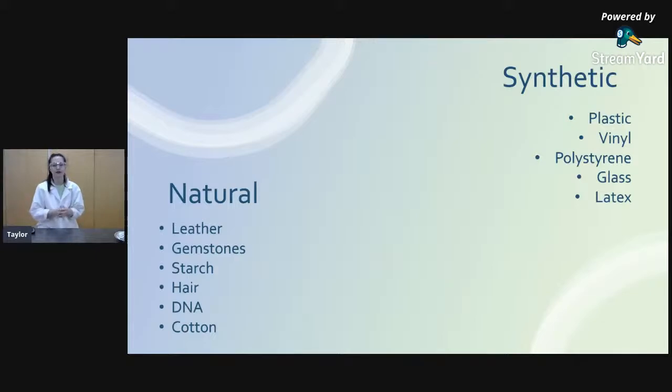Natural polymers occur naturally in things like leather, our hair, cotton, and even our DNA. All of these structures are made of long polymer chains. But what we most commonly know polymers as is the synthetically made kind. Things like plastics, polystyrene or styrofoam, and glass and latex, that kind of thing. These structures we wouldn't find naturally. They're made by humans to work as tools for our benefit. Since we wanted them to be strong, long-lasting, and flexible, we designed them using polymers.